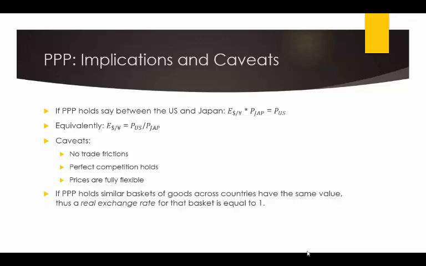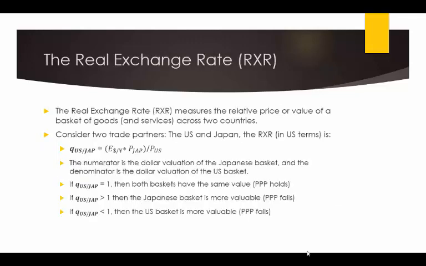Note that the expression suggests that whenever PPP holds, the basket of goods in the two countries have the same value. That is, the US basket can be exchanged for the Japanese basket 1 for 1. This means the real exchange rate is equal to 1. Now we have introduced a new concept, the real exchange rate, which I will interchangeably use the acronym RXR or the symbol Q to represent.